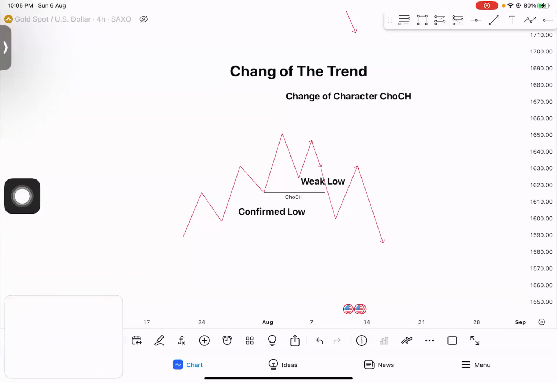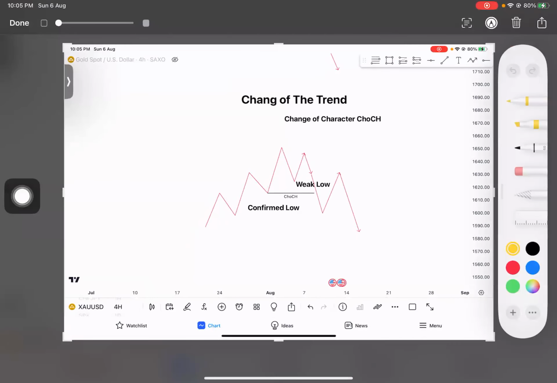After it breaks out the confirm low, it must create its lower low. Changing to another color, it's a lower low already. It must create a lower high and lower low again. Make sure this lower low has also broken the previous low, to be better. But don't consider it a change of trend yet. If it breaks out the second structure, and this is what we call the second structure.